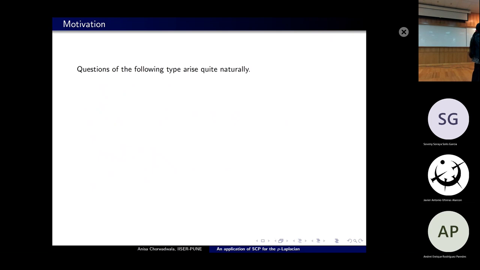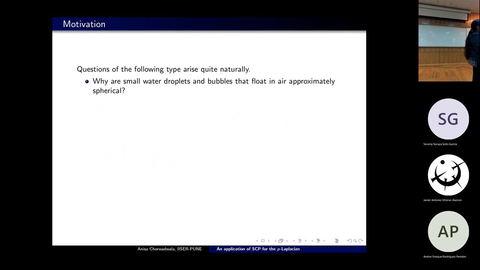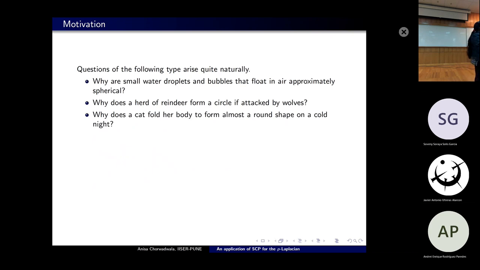From what we see around us, we tend to ask questions like, why are small water droplets and bubbles that float in air approximately spherical? Why does a herd of reindeer form a circle if attacked by wolves? Why does a cat fold her body to form an almost round shape on a cold night? Can we hear the shape of a drum? That means if there is a drum playing in the next room, just from the sound of the drum, can we guess what shape the drum might have?